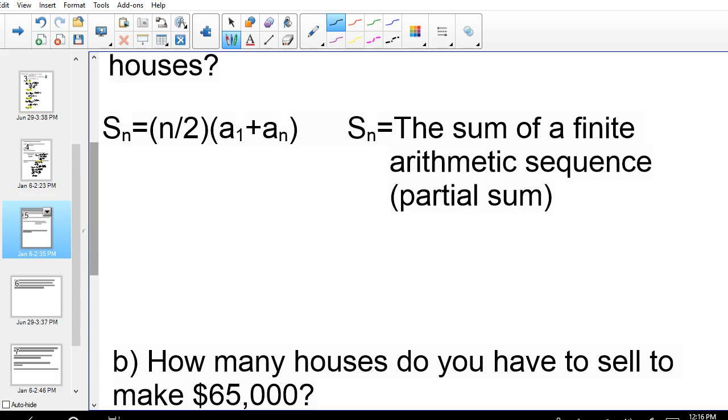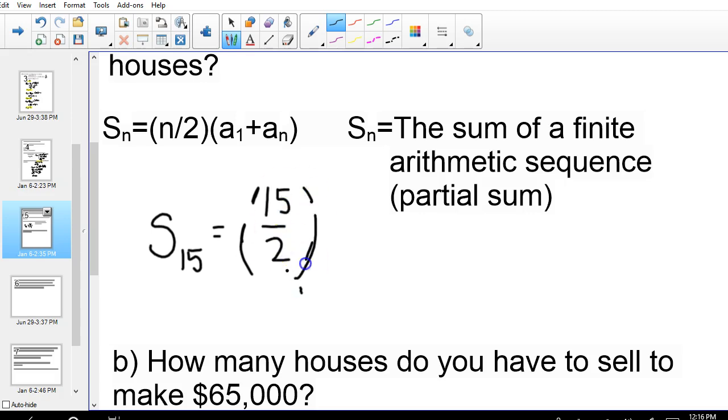So if I want to know the sum of the first 15 terms, that would be 15 divided by 2, and then a sub 1, which was 3,750, plus a sub 15. Oh, I don't know a sub 15. But I could use my other formula to find a sub 15.